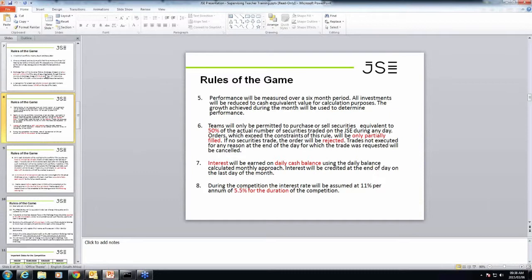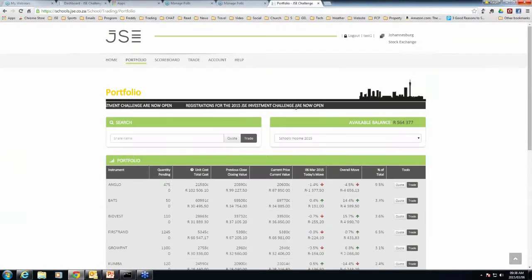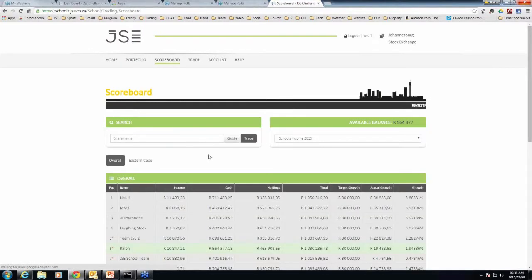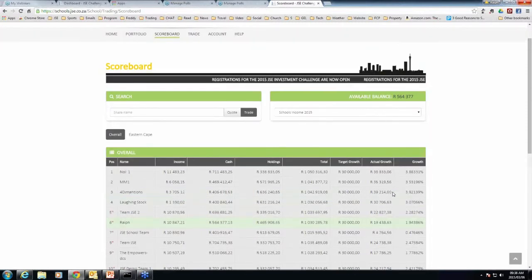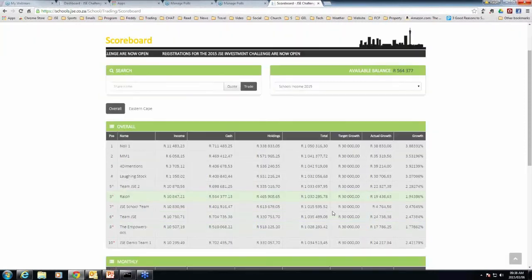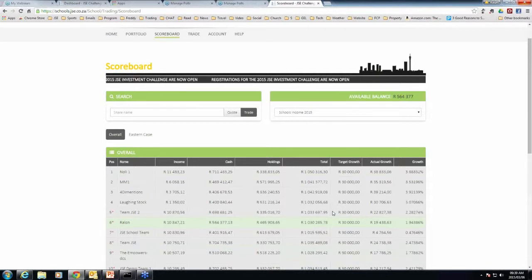So we're starting on Monday. On Monday, 9 a.m., the competition starts. You will notice that on Monday the scoreboards will all be zero, the actual growths. All the scoreboards will change back to zero. Everyone will be back to square one, and we will be ready to go. Just remember, this is a new platform. If you experience any problems, please let us know at schoolc@jse, and we'll try to fix it. We have seen one or two things we needed to change, so there might be something you pick up that we can try to improve.